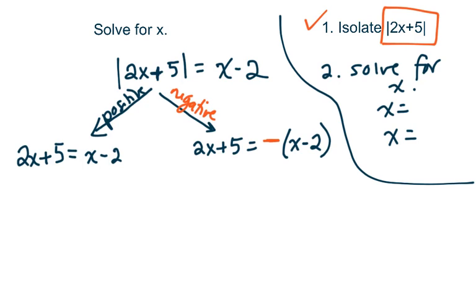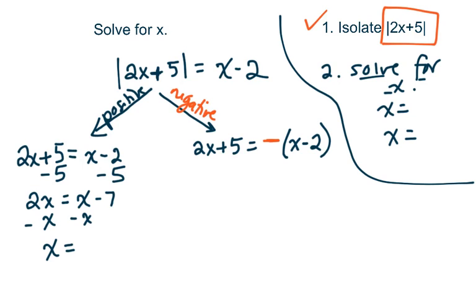All right, so let's subtract 5 from both sides. We get 2x is equal to x minus 7. Because at this point now, we're trying to solve for x. We're trying to isolate x, right? So I'm going to subtract x from both sides, and I get x is equal to negative 7. So that's one solution. Negative 7 right here. Okay, I'll put that in red right here.